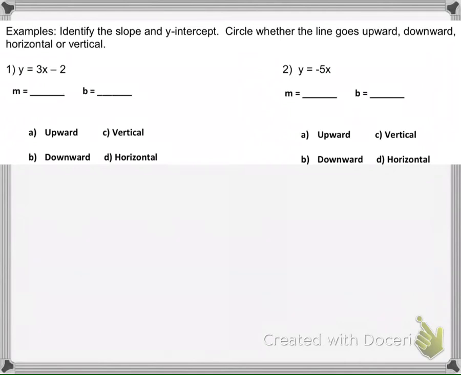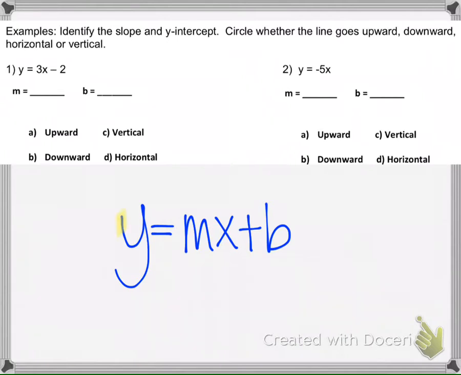So the next few examples, it says identify the slope and the y-intercept. Circle whether the line goes upward or downward, horizontal or vertical. So if we look at the first equation without even graphing it, we know that y equals mx plus b, when the equation is written such that the y is by itself, the slope is the number in front of x, and the b is where it crosses the y-axis, so the y-intercept or the vertical intercept.